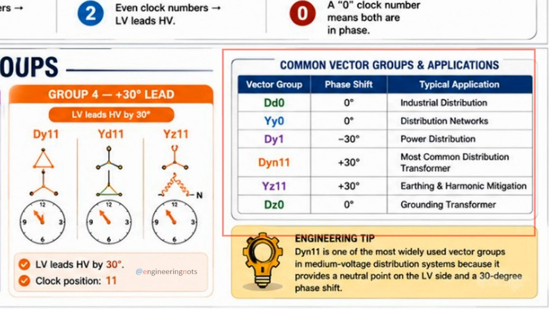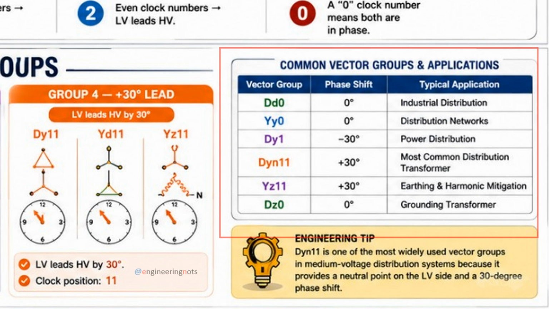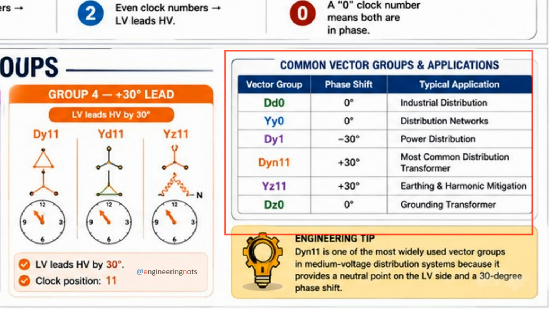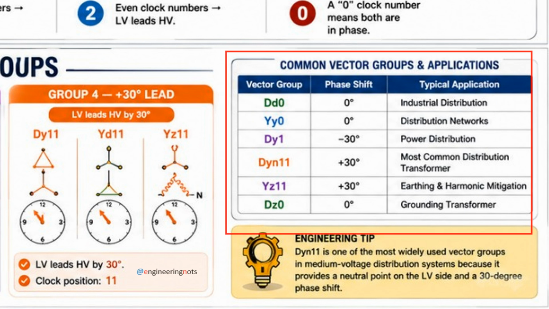Now let's look at where these vector groups are actually used. A vector group is not chosen randomly. It depends on the application, the grounding method, and whether a neutral conductor is required. For example, Dd0 is commonly used in industrial distribution systems. Yy0 is often used in distribution networks, where no phase shift is required. Dy1 is used in many industrial power systems.